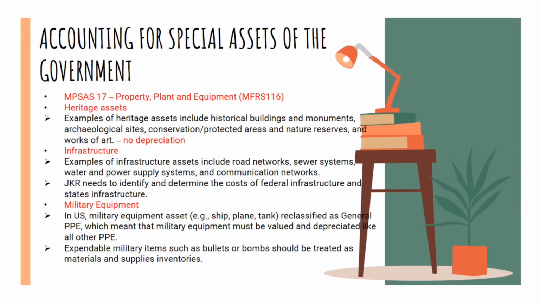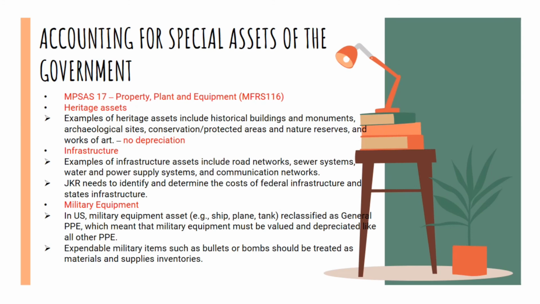With regards to the accounting for special assets of the government under MPSAS 17 PPE, there are several government assets that need to be recorded in the financial statements. For example, heritage assets. Examples of heritage assets include historical buildings and monuments, archaeological sites, protected areas, and works of art. There is no depreciation for these heritage assets. Secondly, infrastructure. An example of an infrastructure asset is road networks. JKR needs to identify and determine the cost of federal infrastructure and state infrastructure.